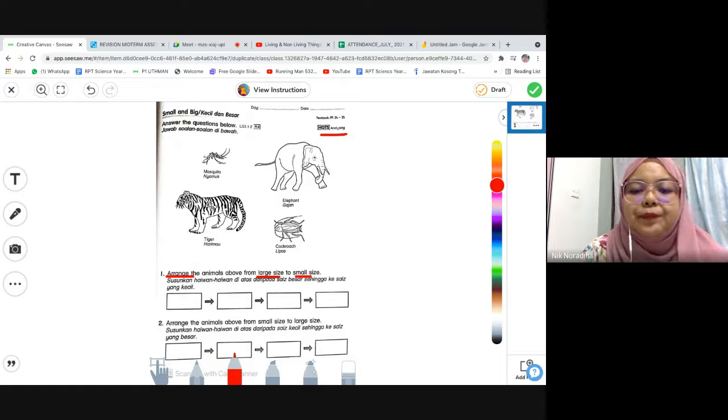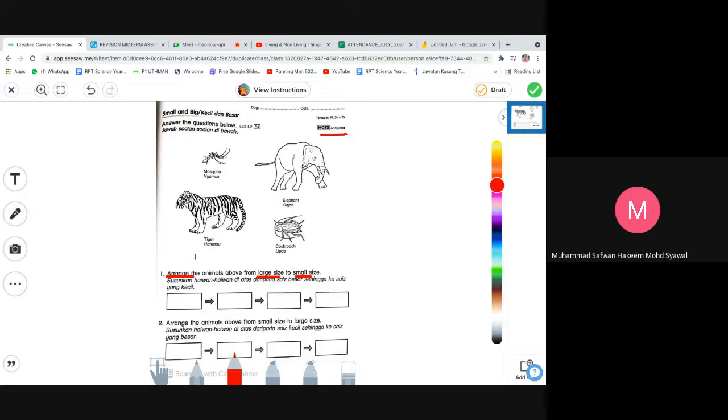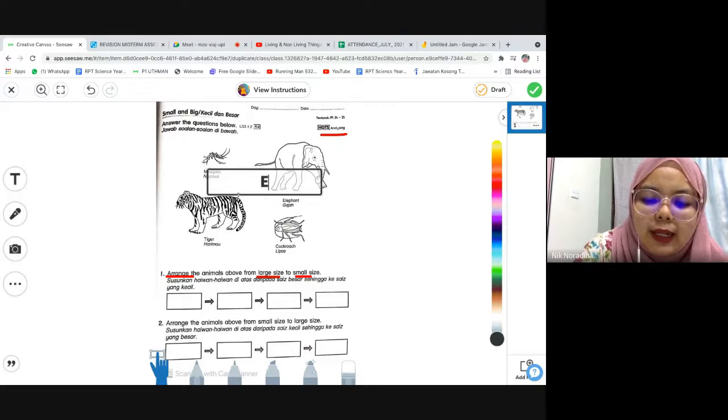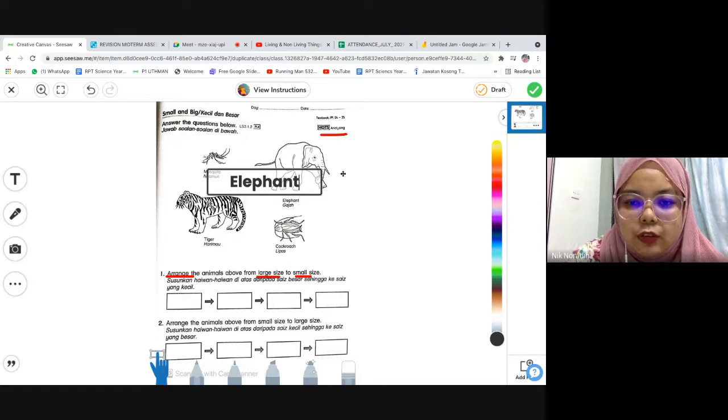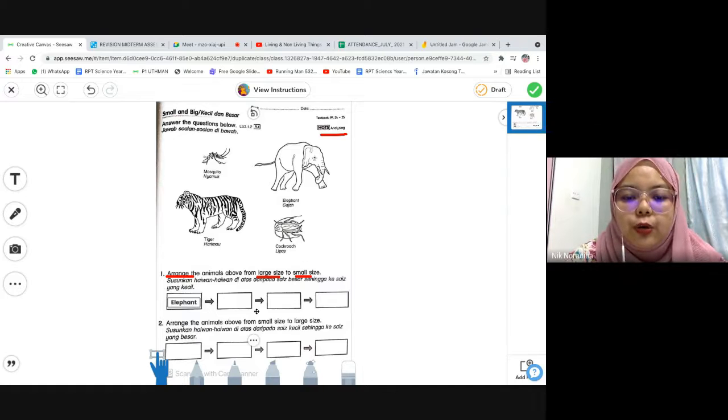Which one is the biggest animal here, Safwan Hakim? Which one is the biggest animal here? Elephant. Good job. So you click the tag, type elephant. Elephant will be the first one. So put your answer here. The second one, you choose on your own.